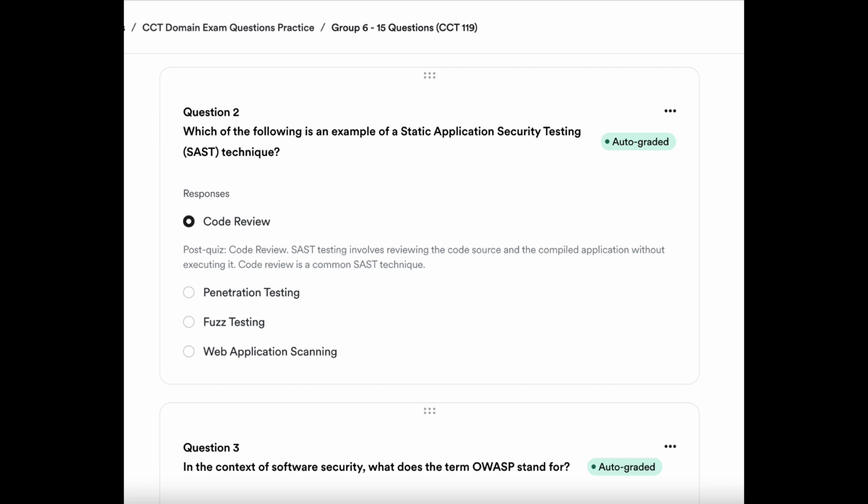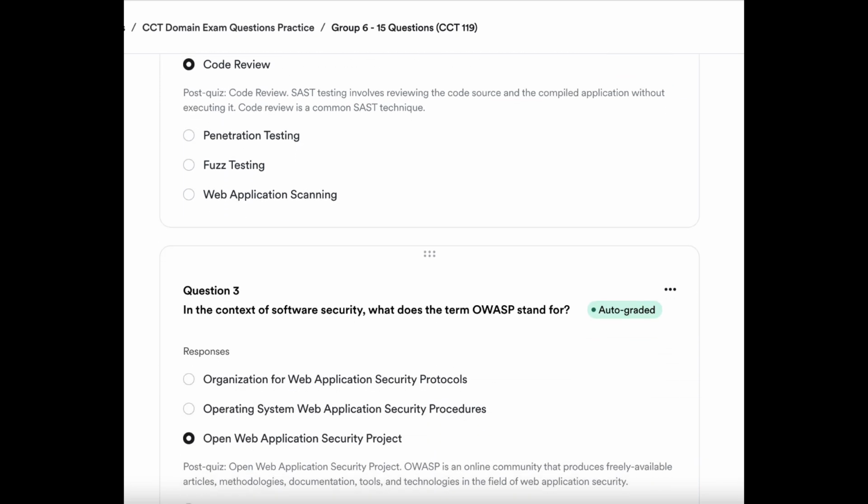And just think of the name, kind of consider that, and that would be A, code review. SAST involves reviewing the code sources and the compiled application specifically without executing it. This is commonly known as the SAST technique.